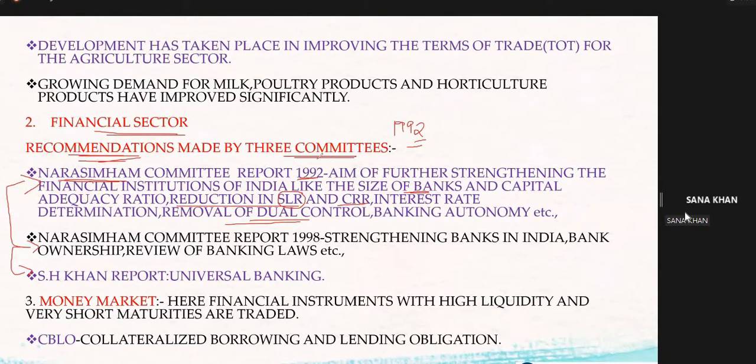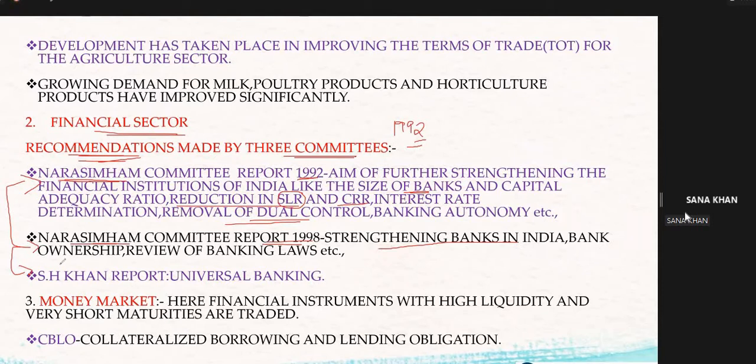Okay, then after submitting this report, it was revised, and the same committee submitted another report in the year 1998. They came up with strengthening banks in India. They suggested that if you want the economic reforms to be stable in India, strengthen the banks. That means there should be proper support from the RBI to all other commercial banks to develop. There should be proper funds supplied to banks in times of shortfall.